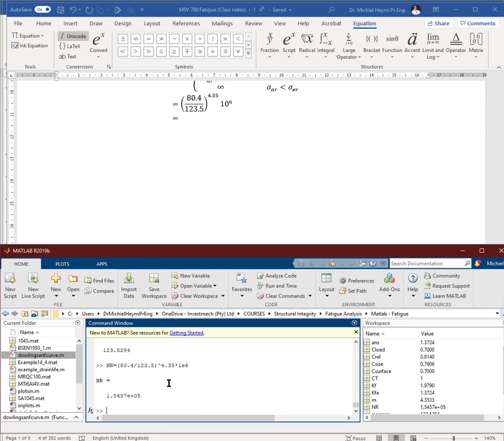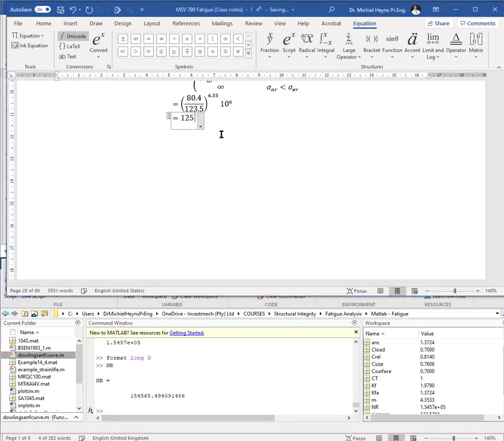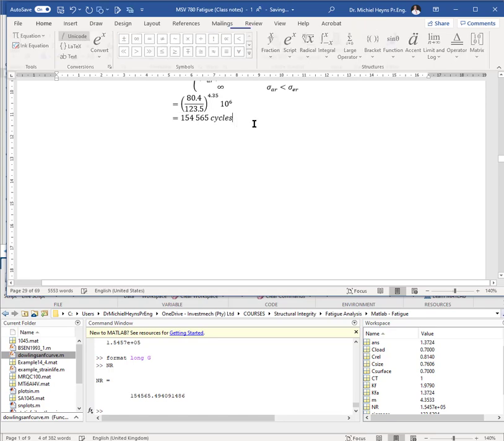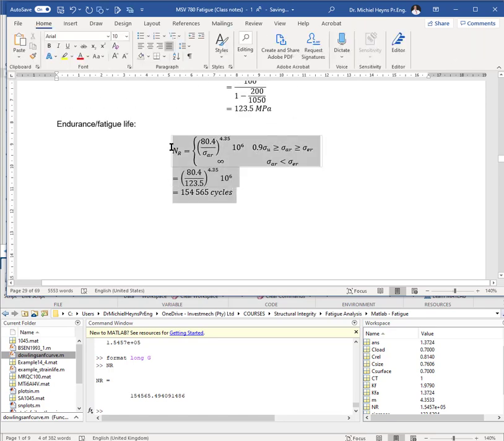Let's say format long G, and then we have NR equal to 154,565 cycles. And now I can calculate the damage.